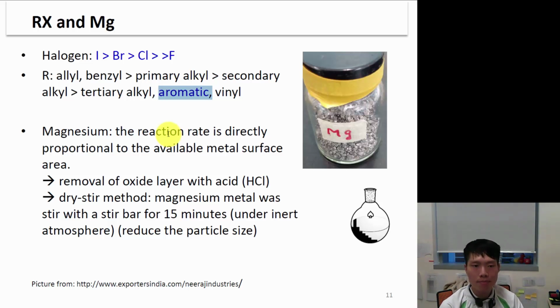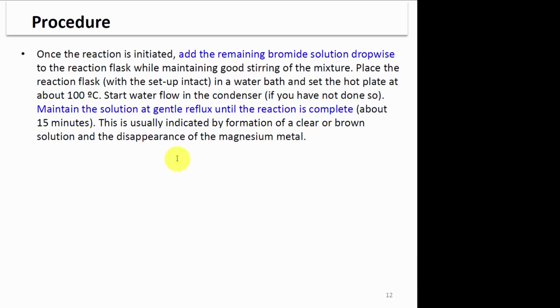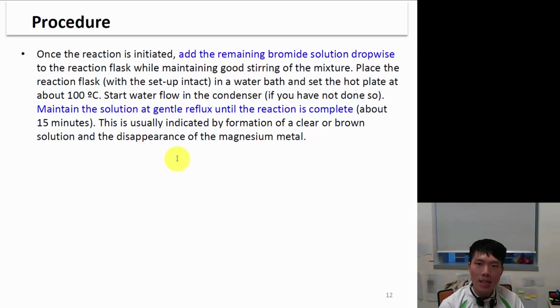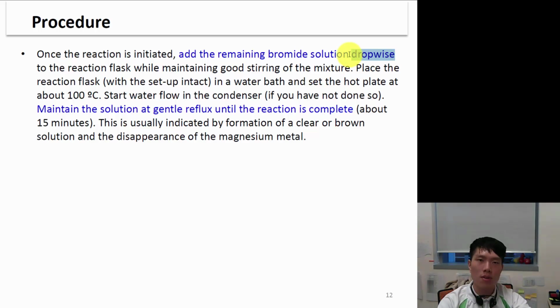Don't add too much. So once the reaction has initiated, we know it's starting, okay? We need to add the remaining bromide solution dropwise. Again here, we notice dropwise, because every drop we add is going to give off a lot of heat. You don't want it to build up and then pressure explode in the fume hood. It's very messy. Nobody likes to clean up such a mess. And it's dangerous.